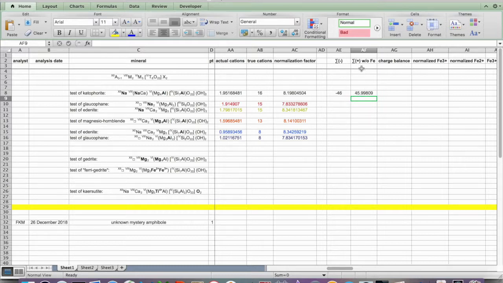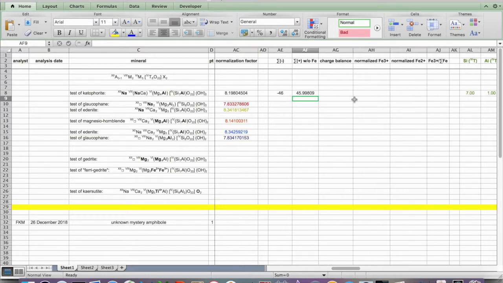And there we have a value of our sum of the positive charge without iron. And you can see that this is extremely close to the original 46. And so what we're probably seeing here is that slight little deviation off of the ideal 46 is probably just rounding error that's going on in here. Okay?